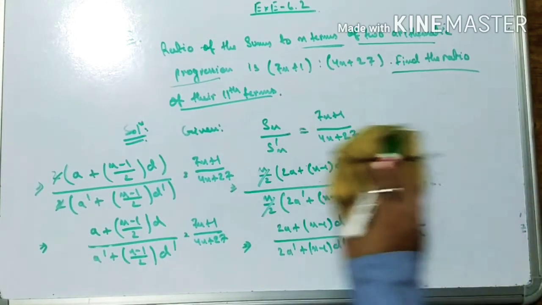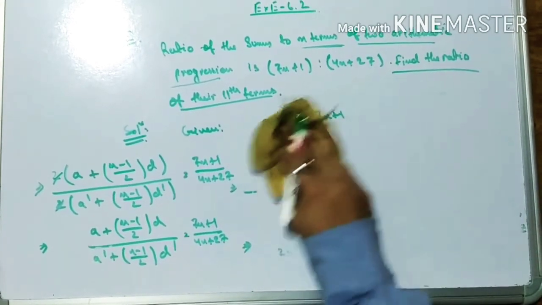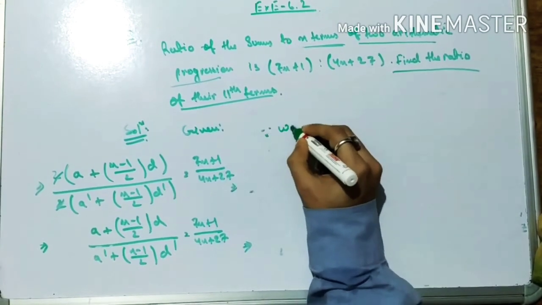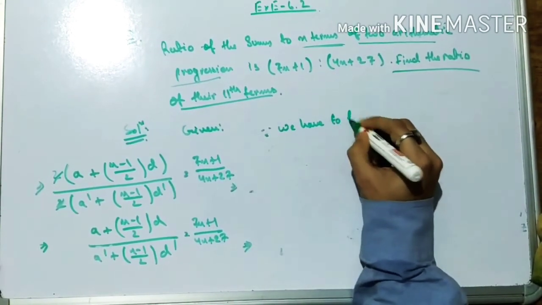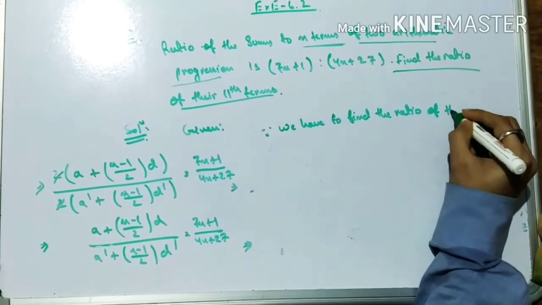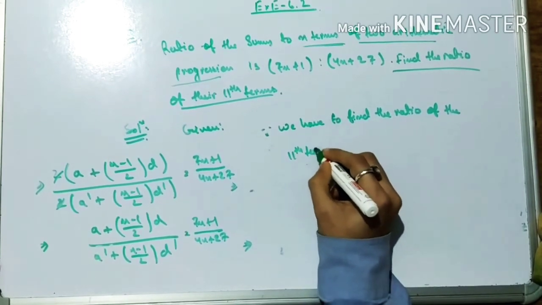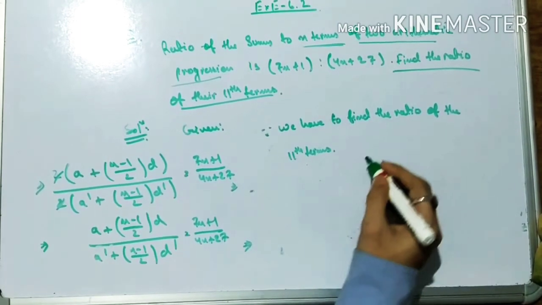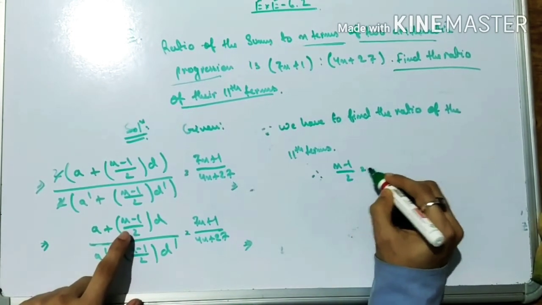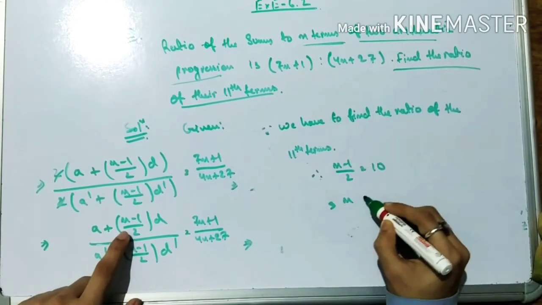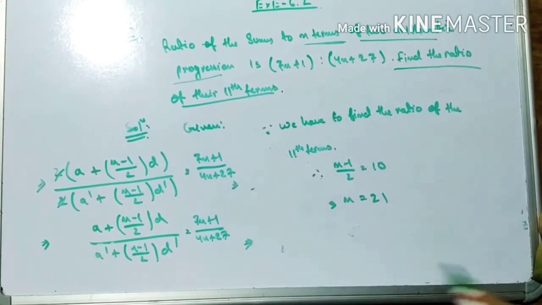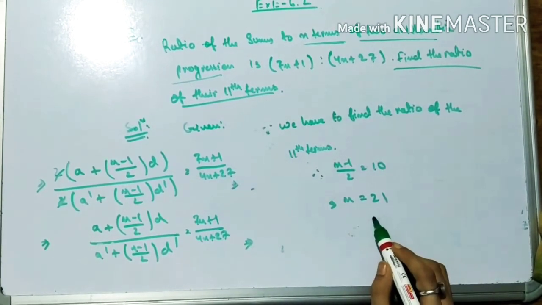So in here, therefore I will write, since we have to find the ratio of the 11th terms, therefore this value (n-1)/2 will be equal to 10. So ultimately n is equal to, how much will I get? n is equal to 21. Understand? The n value I will get is equal to 21.